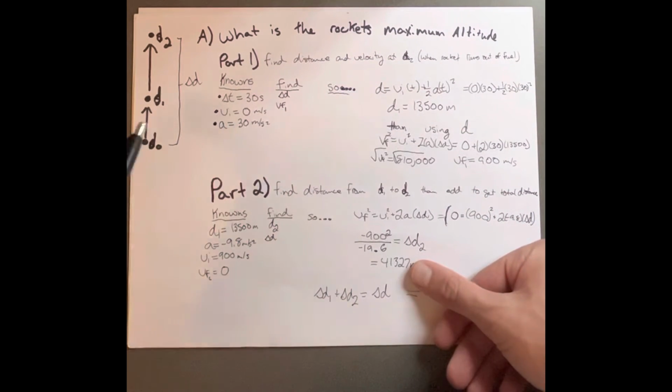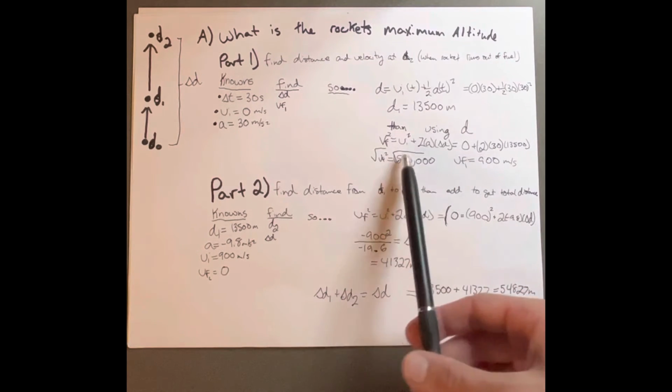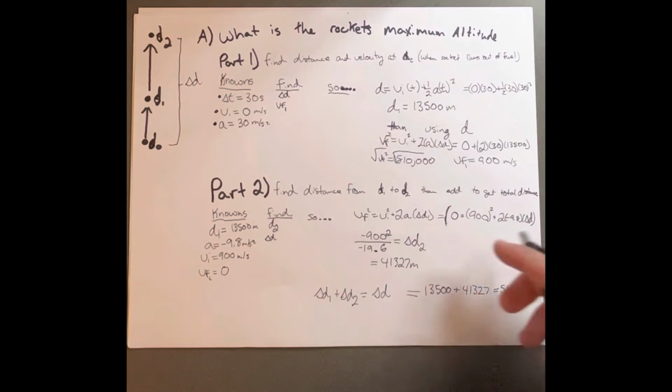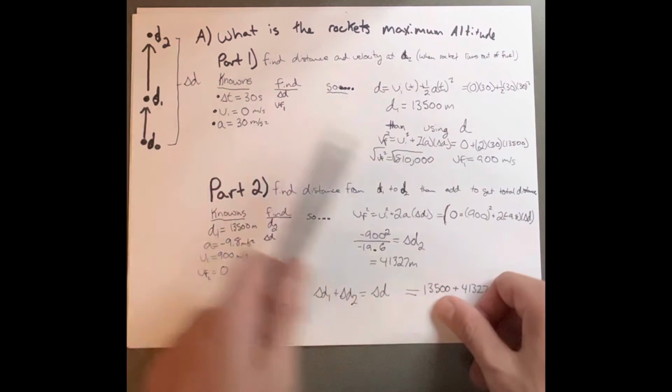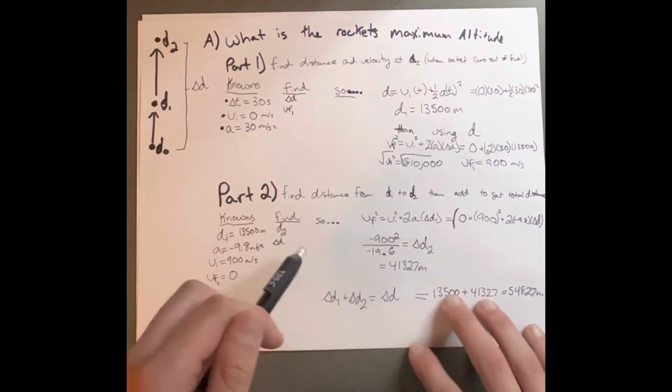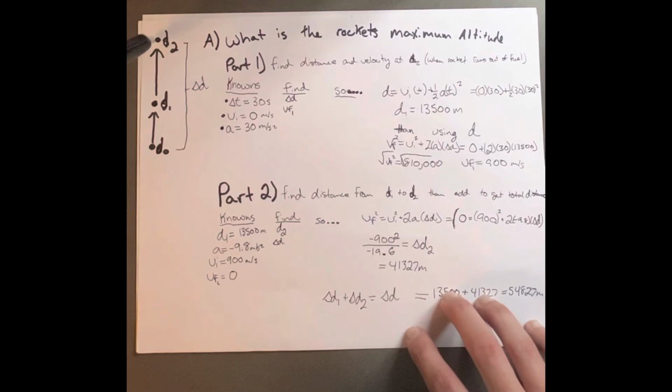Now, since we have this, we can find our velocity at d1, which is going to be equal to velocity final squared equals velocity initial squared plus 2 acceleration change in d. That comes out to our velocity here being 900 meters per second. And using our 900 meters per second, we can plug that in as the initial velocity to find the next distance. The final velocity is going to be 0 because it's going to have a negative acceleration until it gets to the very peak of its trajectory.